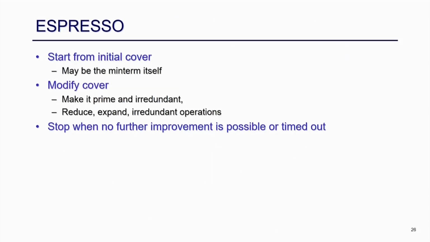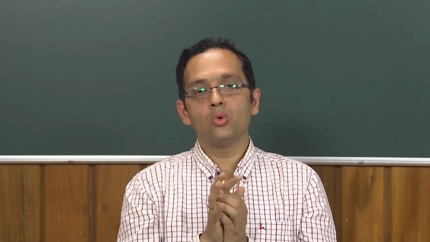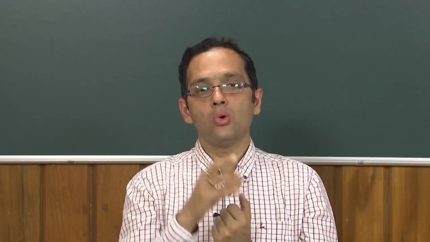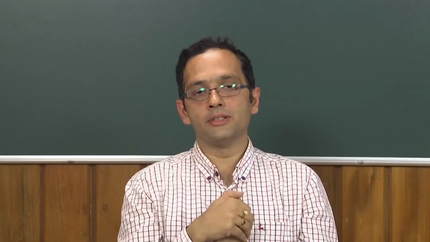So, in espresso we start from some initial cover, because the objective is the same. We have a set of minterms, and we try to find the cover of prime implicants that will cover all the minterms. We can take any starting point. In the initial starting point, maybe all the minterms themselves are the cover, because we just consider the whole onset as the cover.